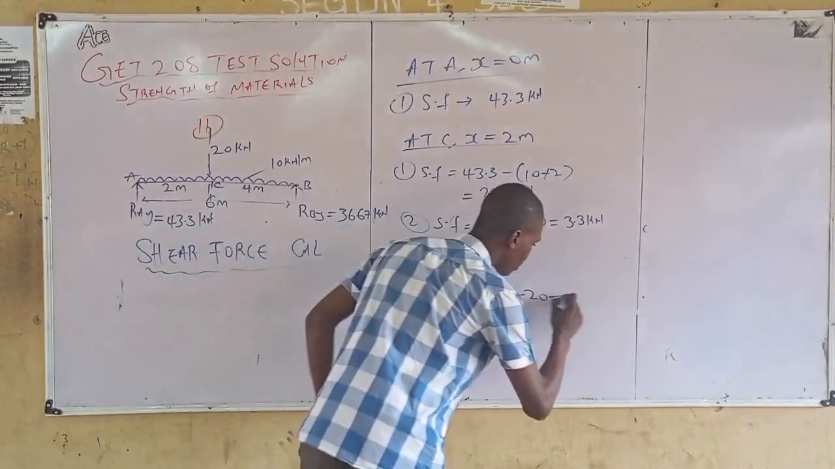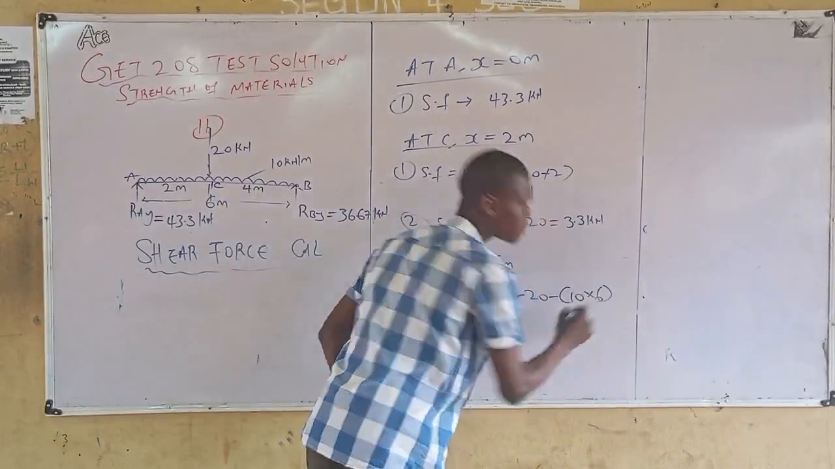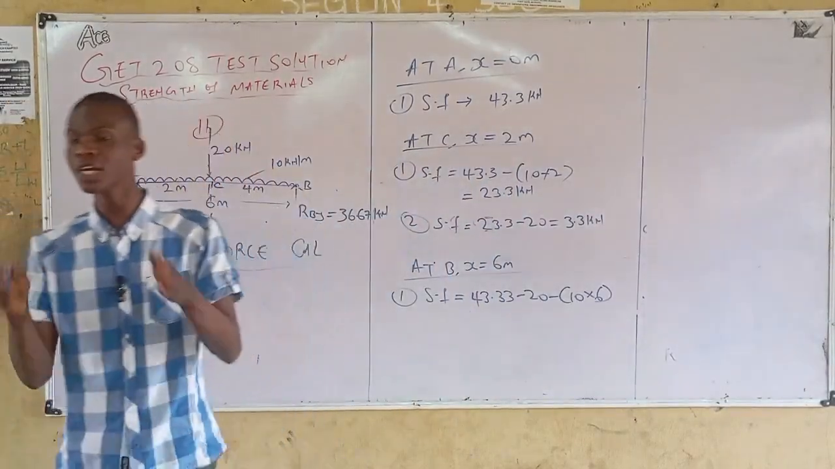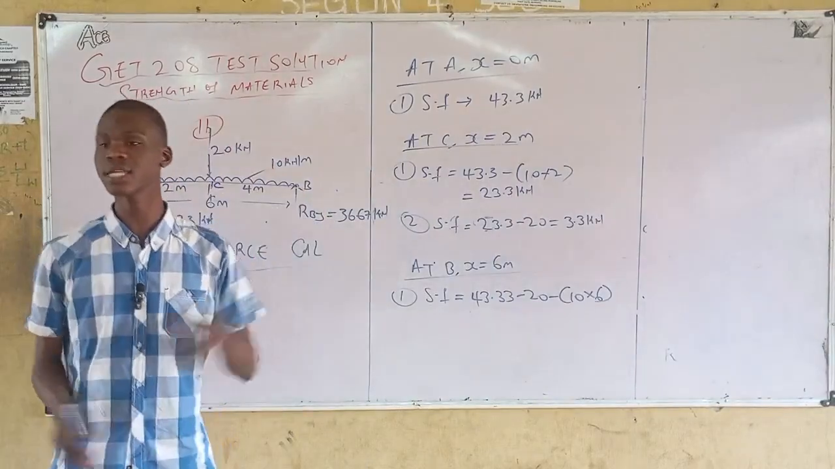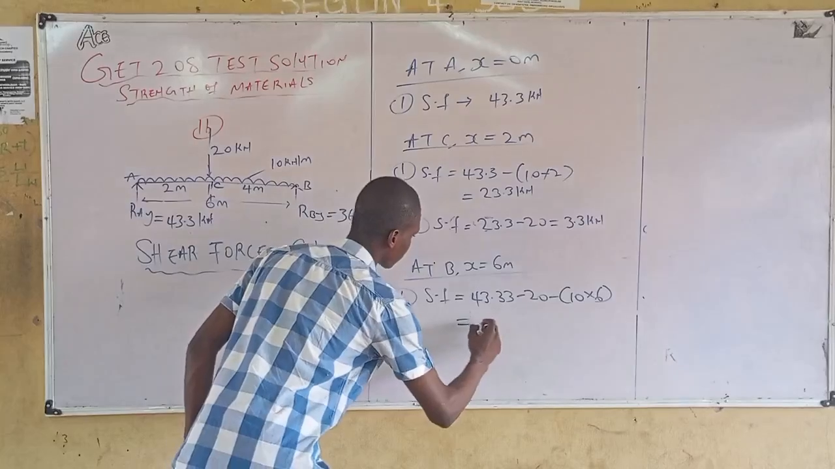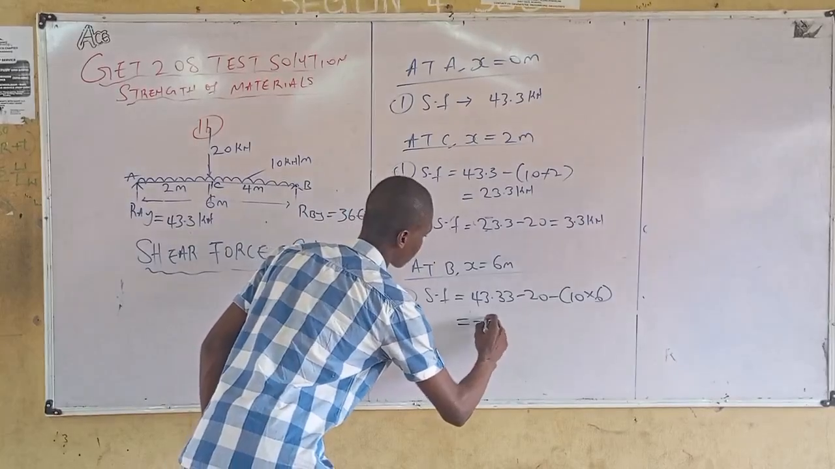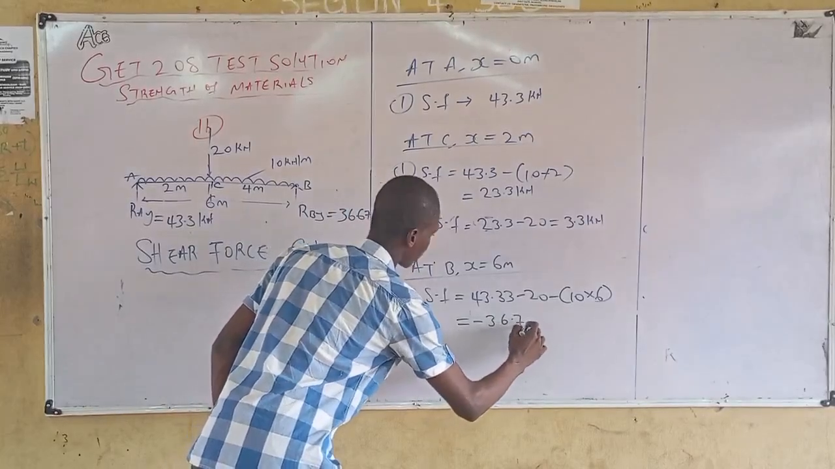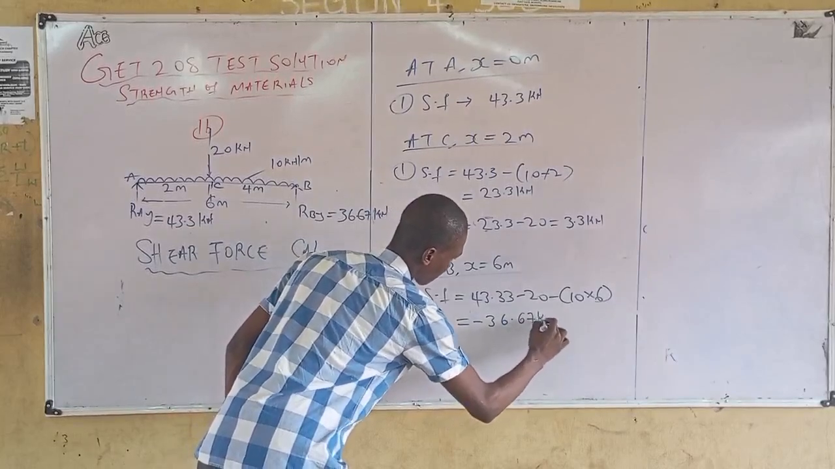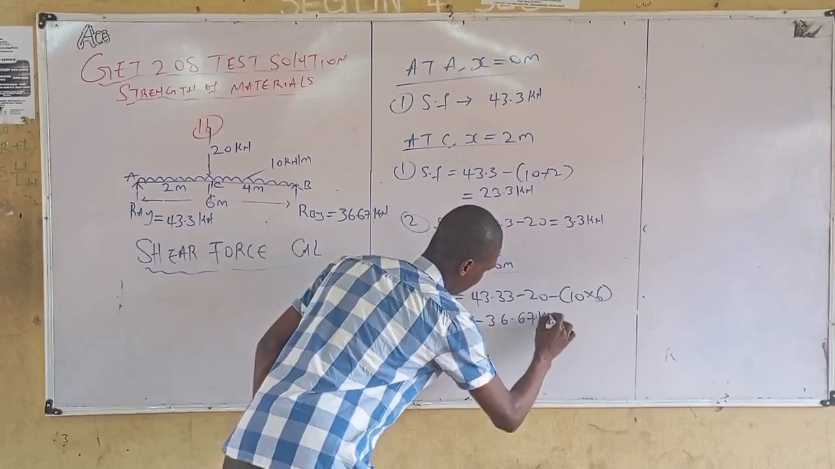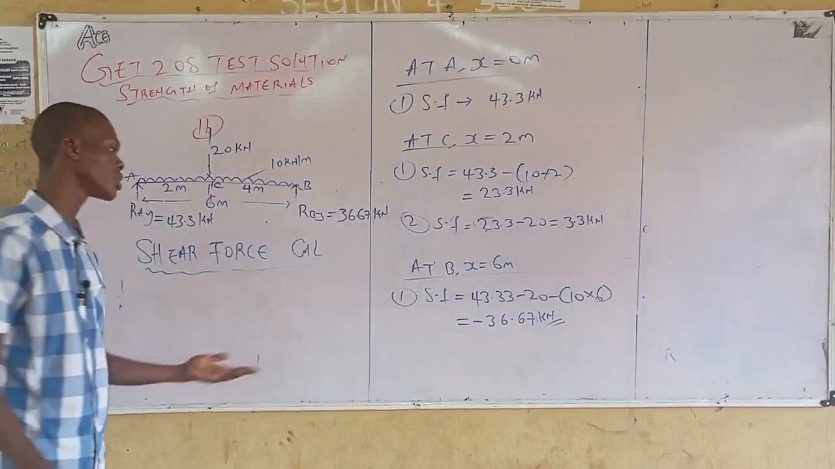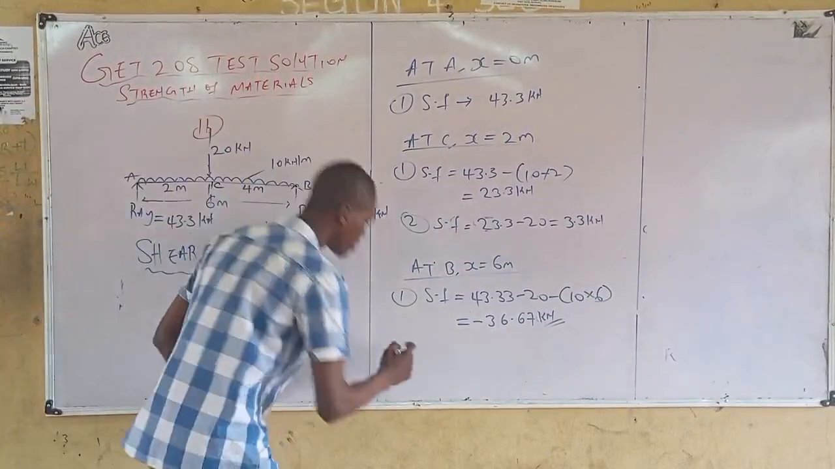Minus. Why is it minus 10 times 6? Because in this case, the distance of that UDL was 6. So you are saying 10 times 6. Let's get this value. That was what? It's 36.67. Then what will be the second value?